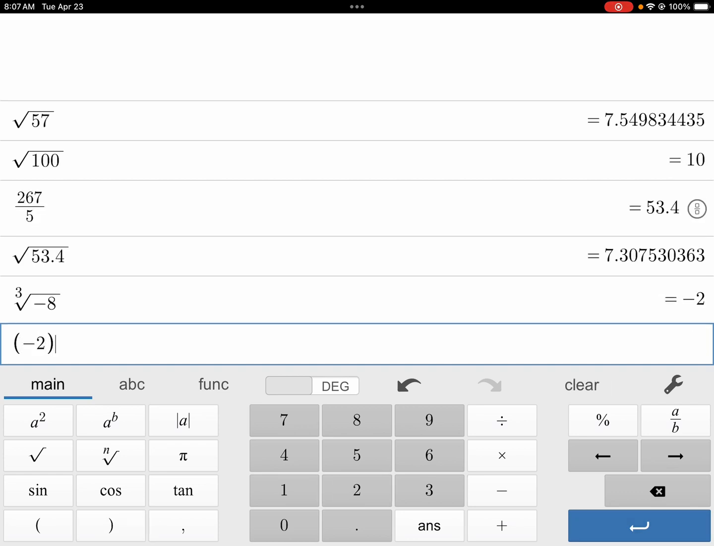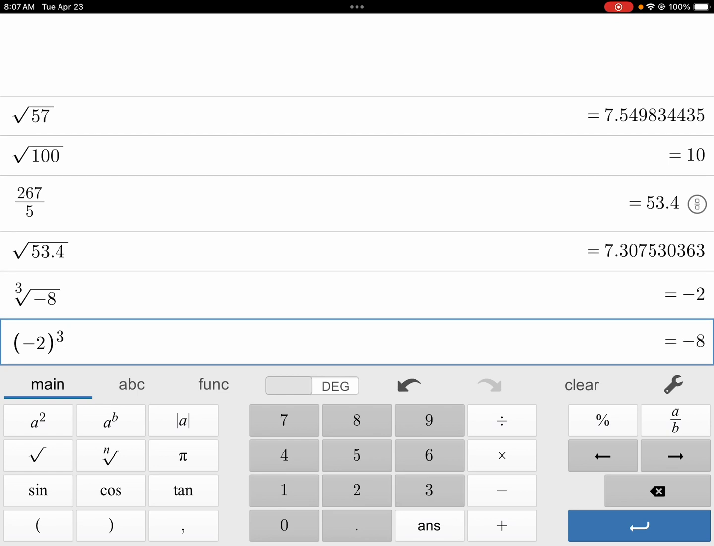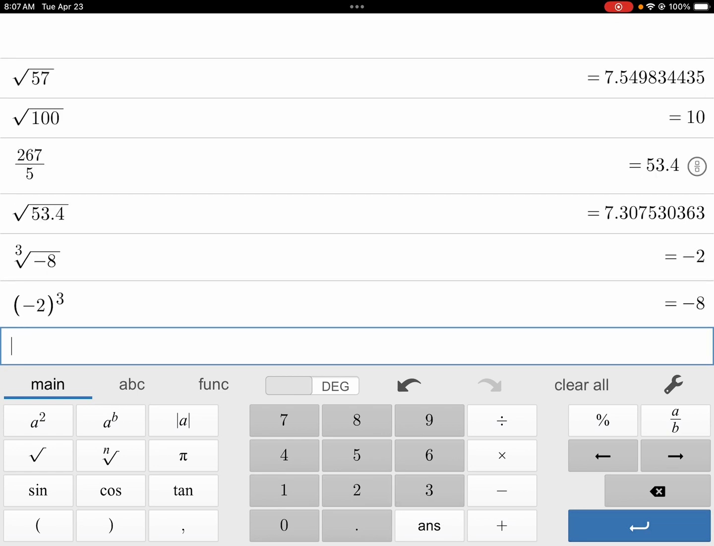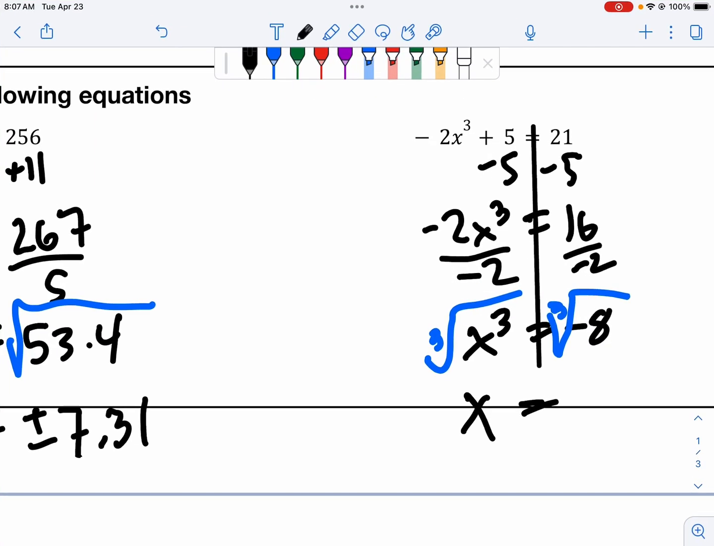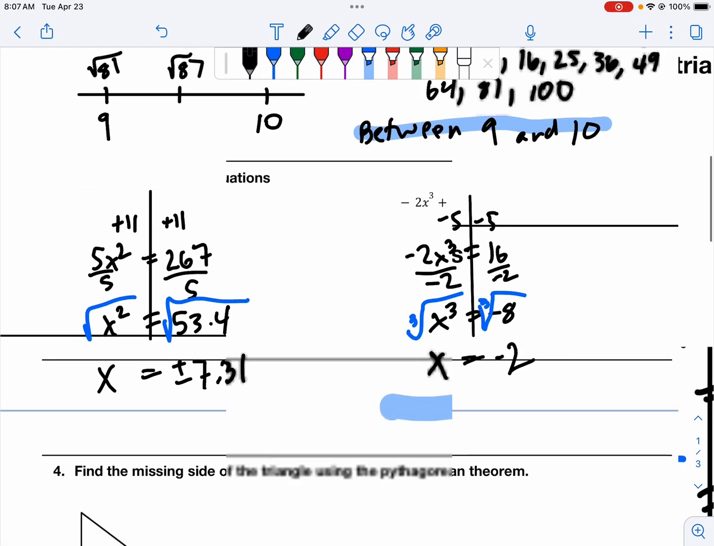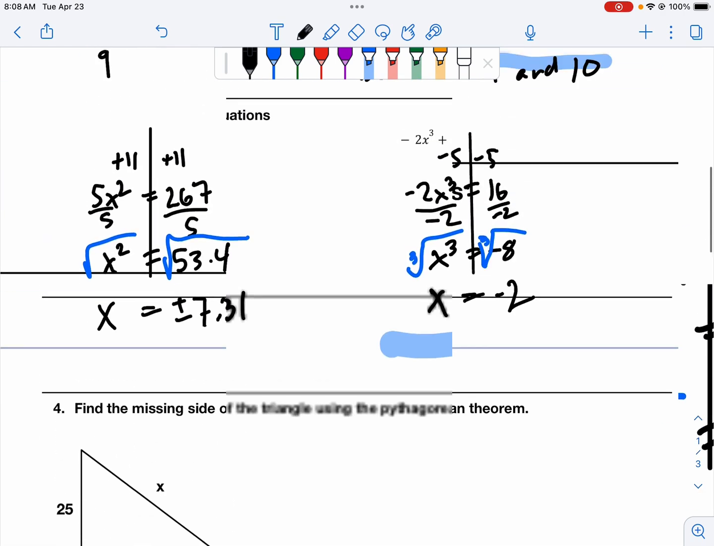Because negative 2 cubed is negative 8, because it's negative 2 times negative 2 times negative 2. We end up with a negative number. With cubes, we only get one solution. The solution is either positive or negative, not both. So there's the difference between those two.